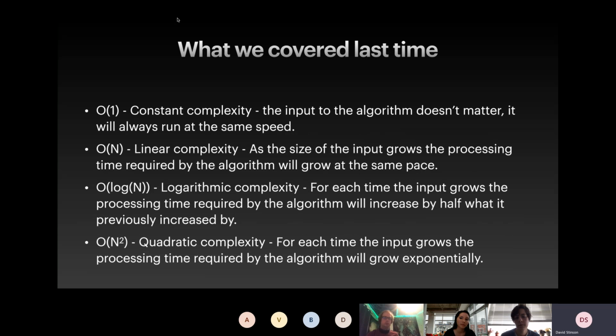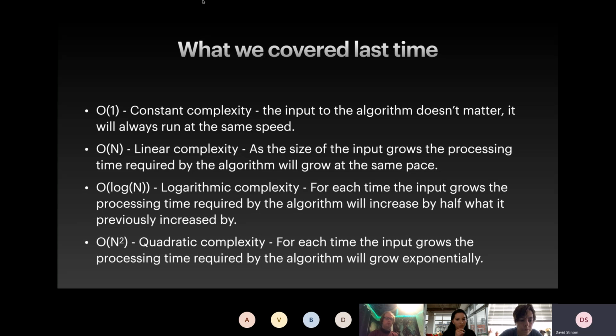Just to go over what we did last time real fast, O of 1 gives us a constant complexity. When the input doesn't matter, it always runs at the same speed. O of n gives us a linear complexity. As the size of input grows, the runtime of an algorithm also grows. We have O log n, that's logarithmic complexity. For each time the input grows, processing time required by the algorithm increases by half of what it previously increased by. And we have quadratic complexity.